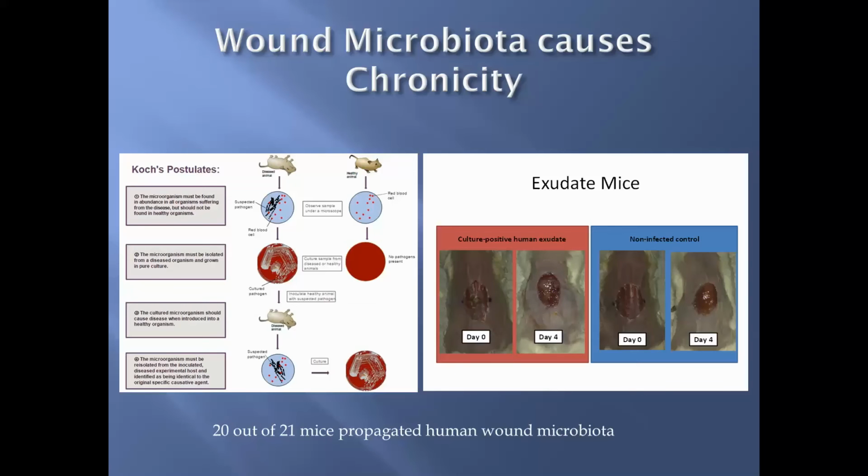In a non-infected, the wounds that we don't seed with the chronic wound microbiota, those wounds heal up in 8 to 12 days. There's no slough, there's no exudate. So we can reproduce the chronic wound in the mouse. We can show the harm from the microbiota. That does demonstrate conclusively that the wound microbiota causes the chronicity, causes the chronic wound. So the cause and effect is there.